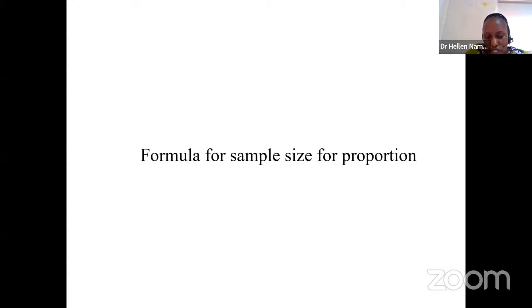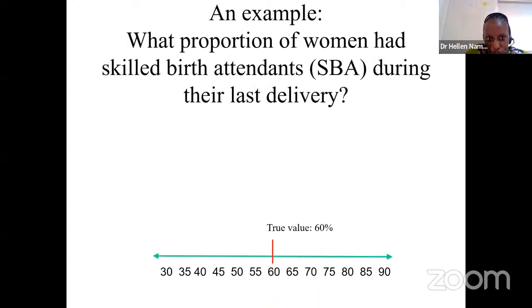So what about in case you're dealing with the sample size for the case of proportions? There is a question here. What proportion of women had skilled birth attendants during their last delivery? The proportion, the true population value, we are having it as 60. But now, in case we go further to calculate the estimated value, we are not so certain whether we will be able to get the true population value.